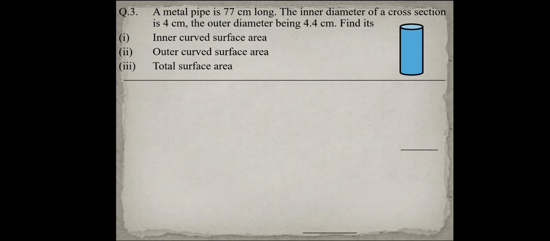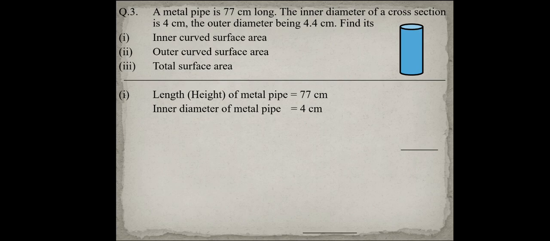So now inner curved surface area. Length means height. The length of this pipe is the height of this metal pipe, that is given here 77 centimeter long. Now inner diameter means the inner layer of that pipe, where if you pass water through the pipe, the area through which the water is flowing is known as inner. So the inner diameter of the metal pipe is 4 centimeter. If diameter is 4, then radius would be 4 upon 2 centimeter.